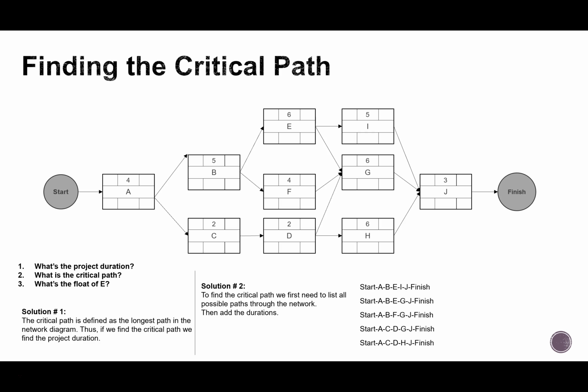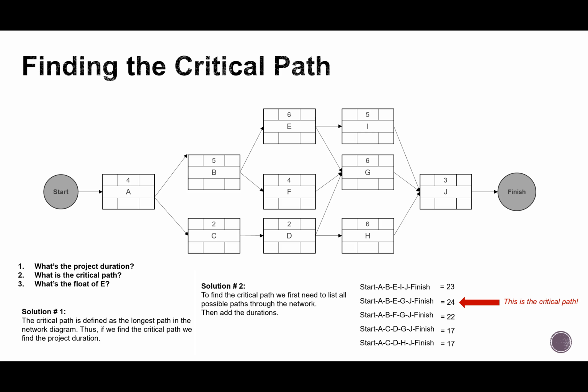The first one, ABEIJ, I'm going to add up those durations that I have in the boxes. So it's 4 plus 5 plus 6 plus 5 plus 3. That's 23. And I do the same for each of the other paths that I found. Now out of this, I know that the longest path is the start ABEGJ finish with 24 days duration. So really that's my critical path. And so that tackles question 1 and 2, because my critical path is the longest path in my project, which will define my project duration.